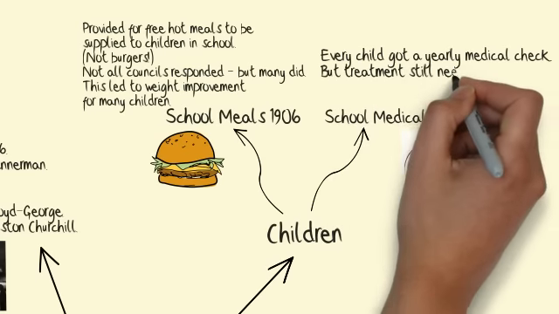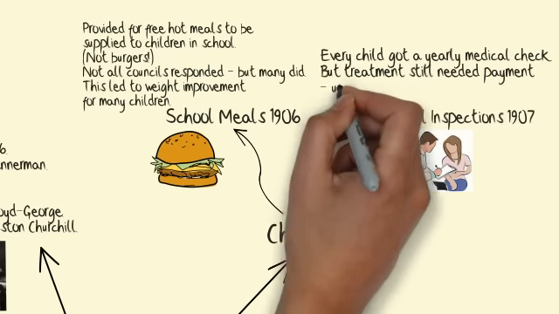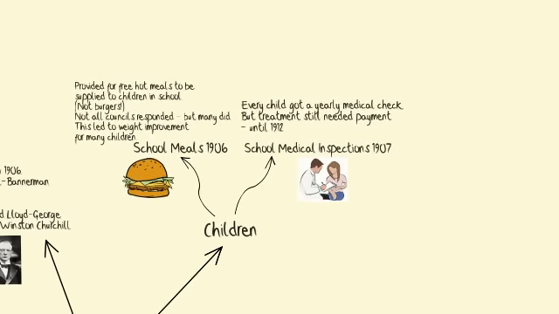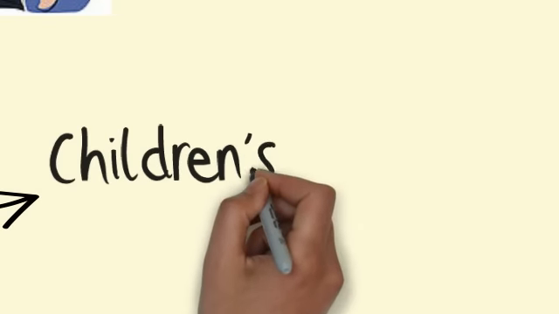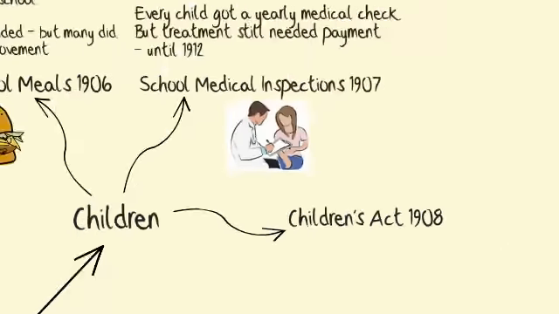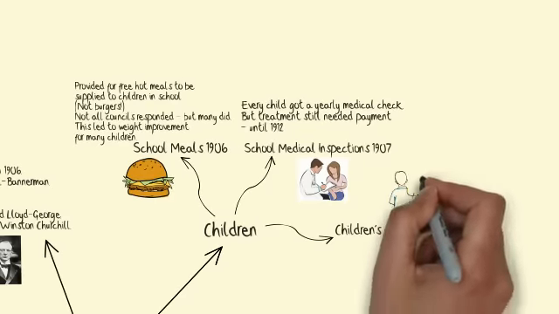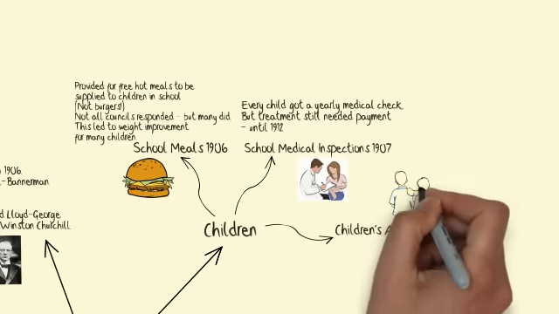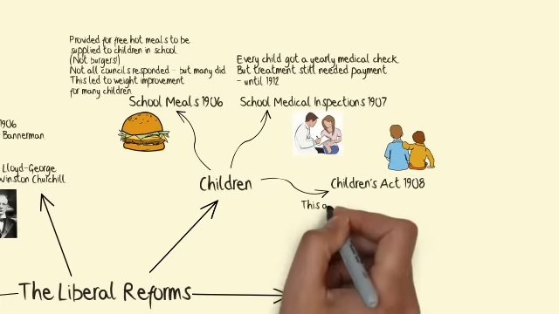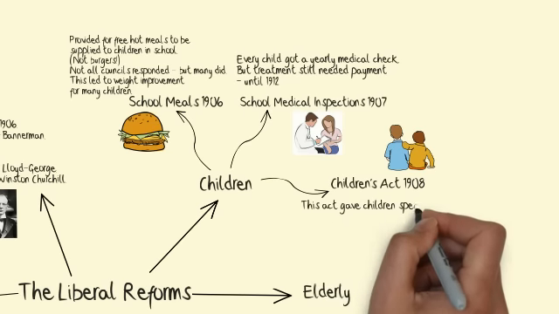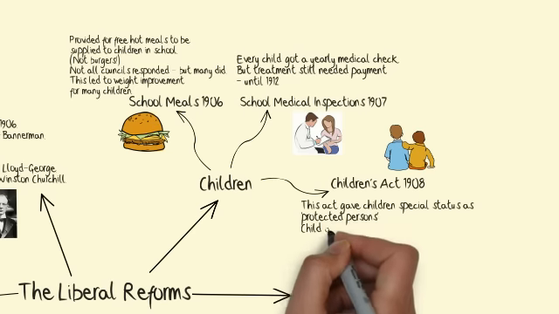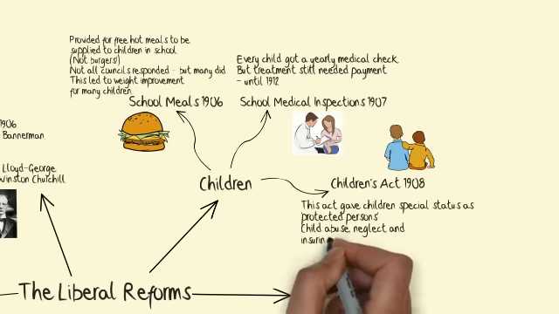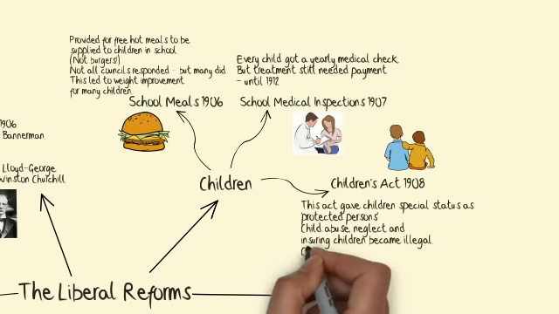Then, in 1908, the Children's Act introduced a range of legislation, giving children special status as protected persons. For the first time, child abuse, neglect, and insuring children's lives became illegal. Child courts and borstals were established so that children would not have to attend the adult versions.